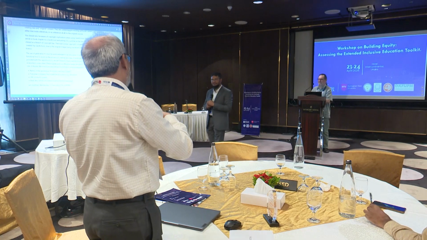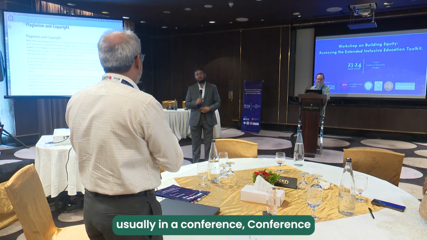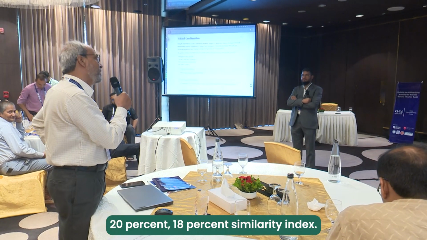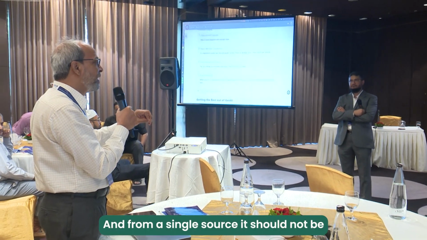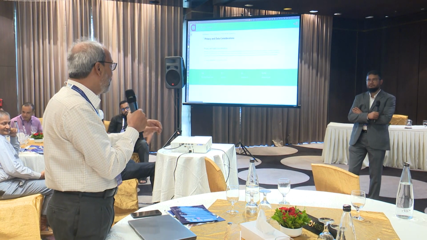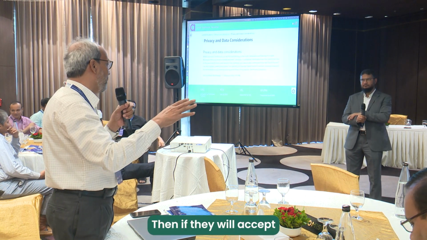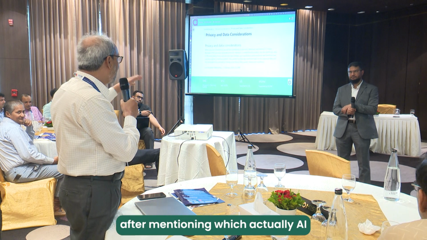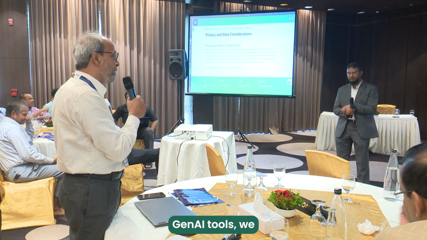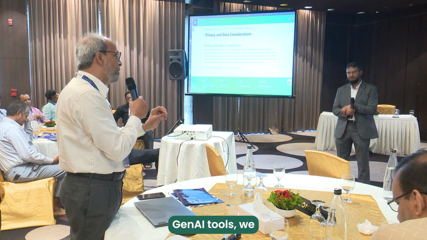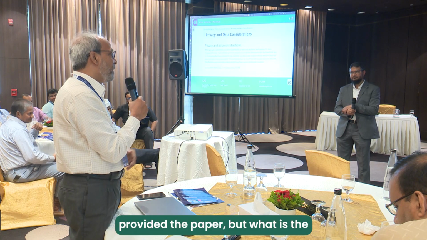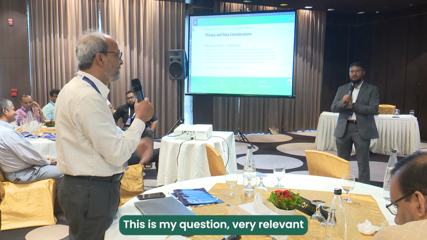Yes, please. For the IEEE case, usually a conference paper may have less than 20%, say 18% similarity index, and from a single source, it should not be more than 3%. Then they will accept it, no problem. But for AI, after mentioning which Gen AI tools you have used and providing all this information in the paper, what is the percentage the publisher will accept? This is my question.